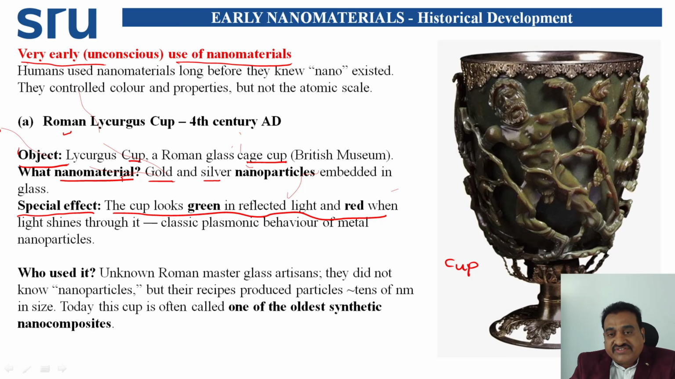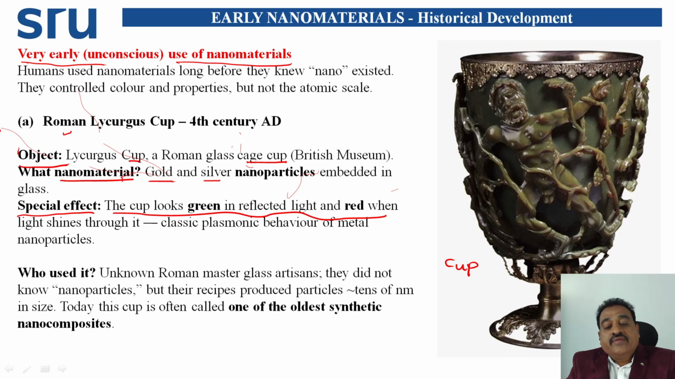So, at that time, in the 4th century, they also used nanomaterials. These are the early nanomaterials. So, who made it? Unknown Roman master glass artisans. They did not know about nanoparticles, but they produced particles tens of nanometers in size. So today, this cup is often called one of the oldest synthetic nanocomposites.